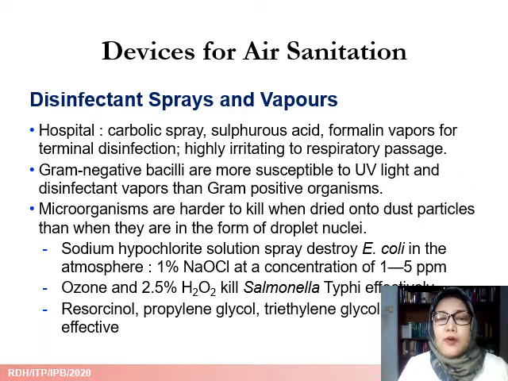Gram-negative bacilli are more susceptible to UV light and disinfectant vapors than gram-positive bacteria. Microorganisms are harder to kill when dried onto dust particles than when they are in the form of droplet nuclei. Sodium hypochlorite is effective to destroy E. coli in the atmosphere. Ozone and 2.5% hydrogen peroxide are also effective for killing Salmonella typhi, while resorcinol, propylene glycol, triethylene glycol, and ozone are not considered effective.